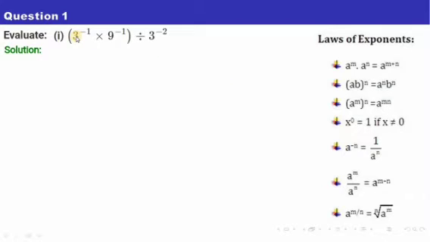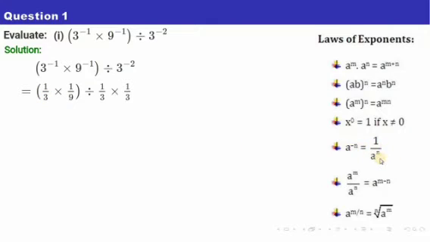As I said, here we have the power to be negative, and if you see in the laws, in the fifth law there is a negative power. So let's try to apply this. This says that a to the power minus n can be written as 1 by a to the power n. If you compare this with the fifth one, the value of n is 1. That's why this can be written as 1 by 3 to the power 1.